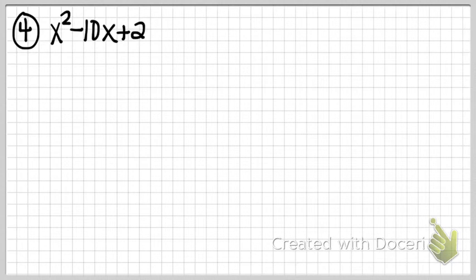So for question number 4, the first thing we're going to do is set it equal to 0. Is it already set equal to 0? All right, what's our second step to graph in standard form? Find... look at your notes.